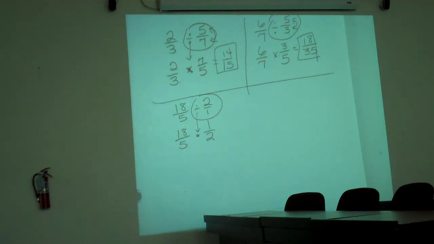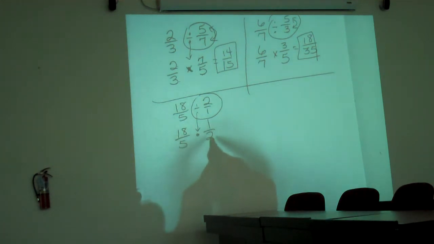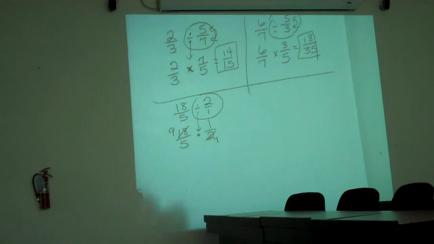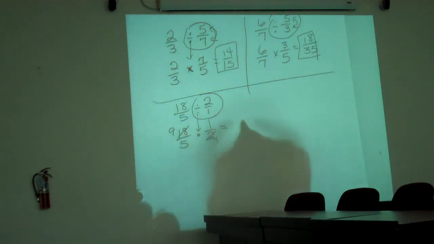Now you have a choice. You can either go ahead and multiply straight across now and get 18/10 and then reduce, or you can see here that you can divide by 2 before you even multiply. So if you divide by 2 first, you have 2 divided by 2 is 1, 18 divided by 2 is 9. That way you don't have to reduce after you've multiplied. 9 times 1 is 9, 5 times 1 is 5.